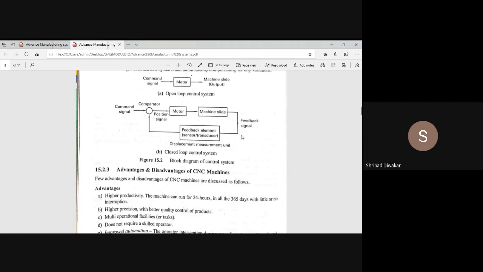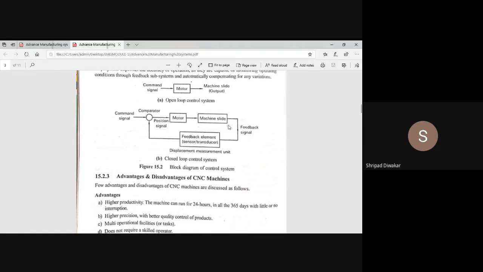So we have the feedback element. Whatever defaults or problems occur in the machine slide enter into the feedback element. The feedback element in turn transfers those difficulties from the machine to the input device. Here the input or comparator rectifies all the programs, and then sends them back to the motor, and the motor transfers the program to the machine slide. Like that, this is called the closed loop control system.